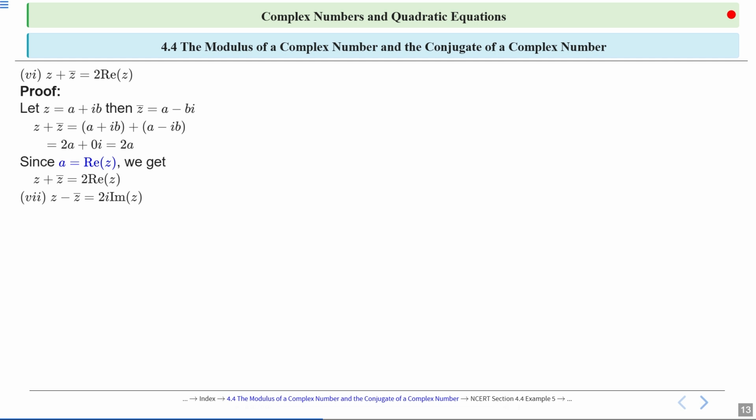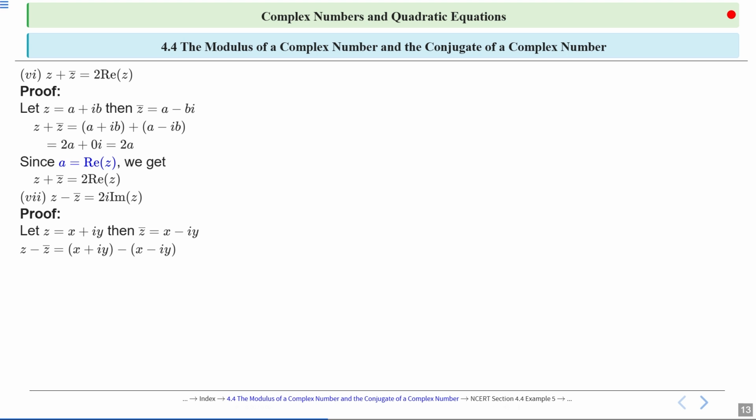Now let's look at the second property: z minus its conjugate equals 2 times iota times the imaginary part of z. We will prove this in a similar way. So let's begin the proof for this property. Let z equals x plus iota y, then the conjugate of z equals x minus iota y. Now let's subtract the conjugate from z. So x plus iota y minus of x minus iota y.